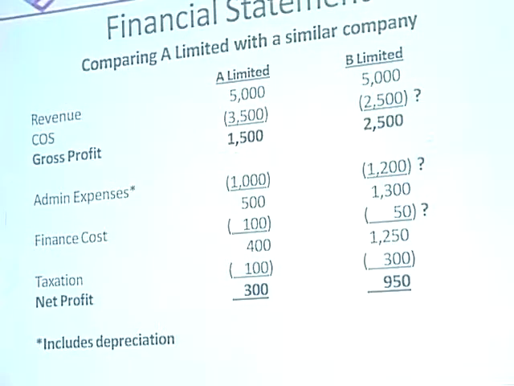And the finance costs, we realize that A Limited is paying 2 times what B Limited is paying, because more than likely B Limited has good working capital management, right? So, they're probably not banking at RBC, right? That's okay.